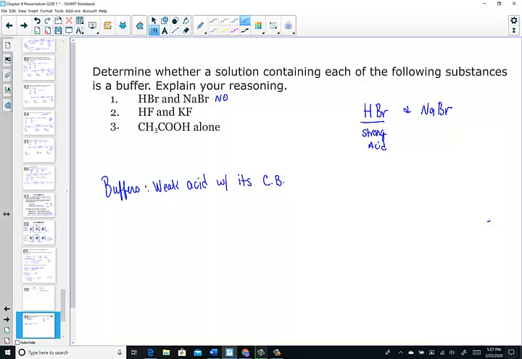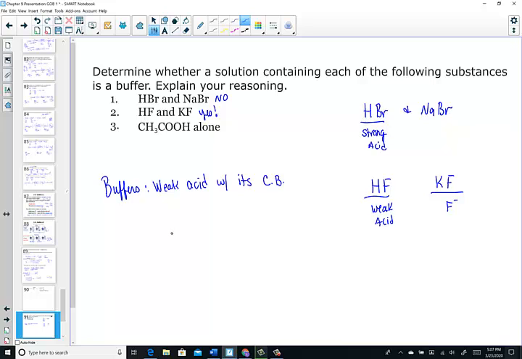No. How about 2? HF and KF. This is a weak acid, so that meets the criteria. And F negative is the conjugate base of HF. So the negative ion is correct. So yes, this would be a perfect buffer.